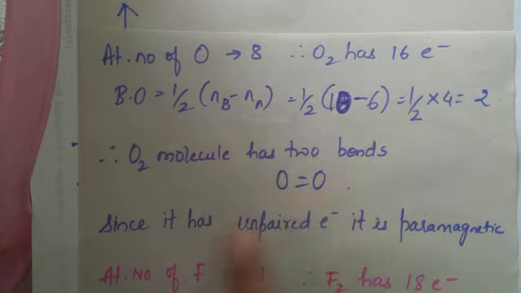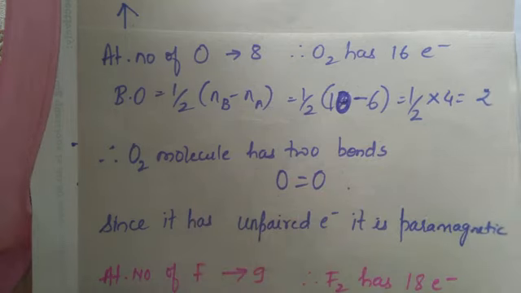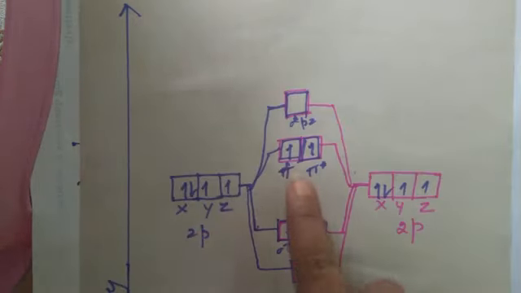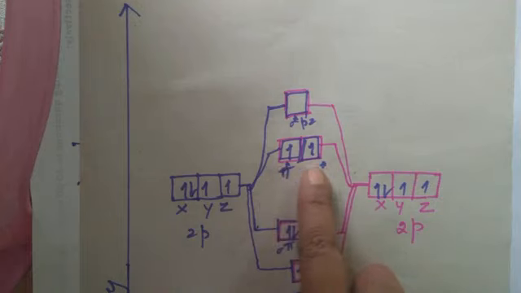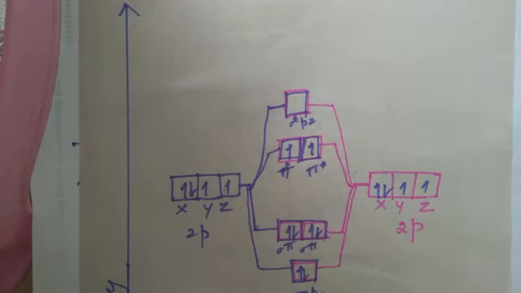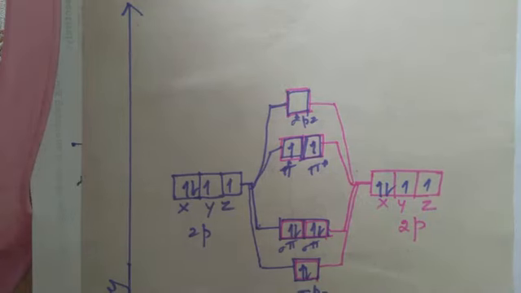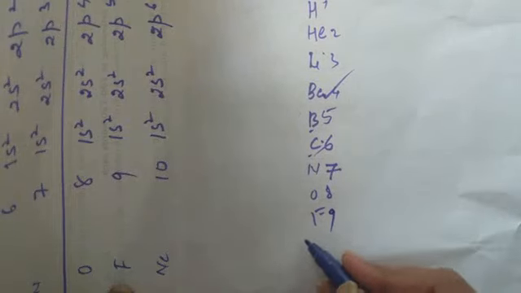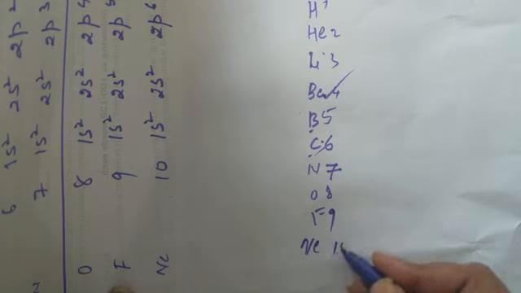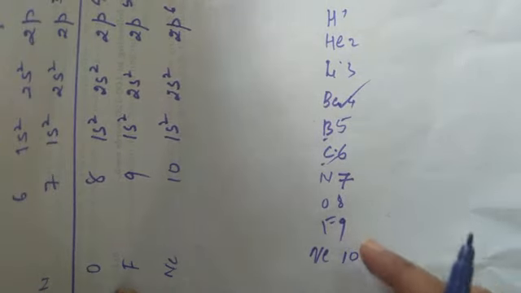So the oxygen molecule has 2 bonds between it, which is shown here: O double bond O. Since it has unpaired electrons, look here, how many unpaired electrons? 2 unpaired. Because it has unpaired electrons, it is paramagnetic in nature. So which is the next element? After oxygen, it is fluorine, atomic number 9, and the last one is neon, atomic number 10. For both fluorine and neon together we will fill the energy level diagram and then check bond order.